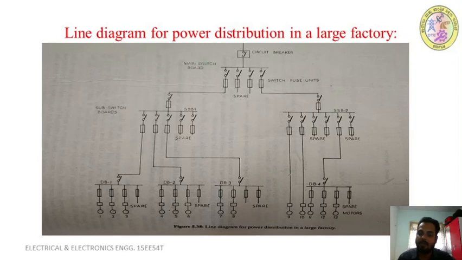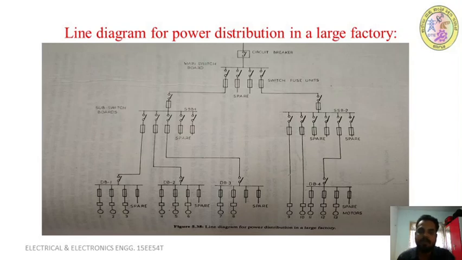In the previous case, in small factories, from the main switchboard itself we took the connection to the starter board, but here it is a very large factory consisting of so many machines, so we are dividing the circuit. From the main switchboard we go to the sub switchboards. Here there are two sub switchboards, you can see, sub switchboard 1 and sub switchboard 2.